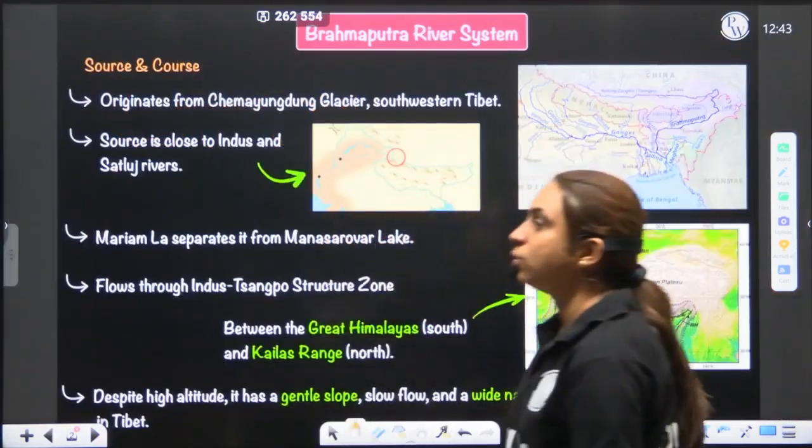We are continuing with the series of the rivers. We have put Indus River System. The link would be attached below and you can check out the link as well. And we are also covering another major river, that is Brahmaputra River. So let's get started. This is about the Brahmaputra River.